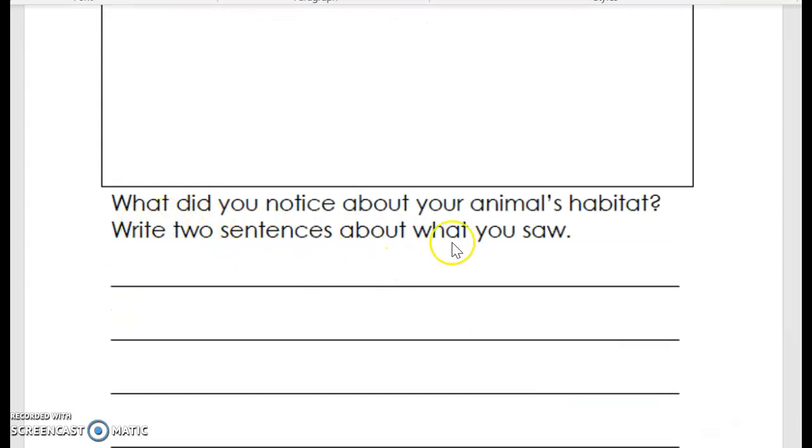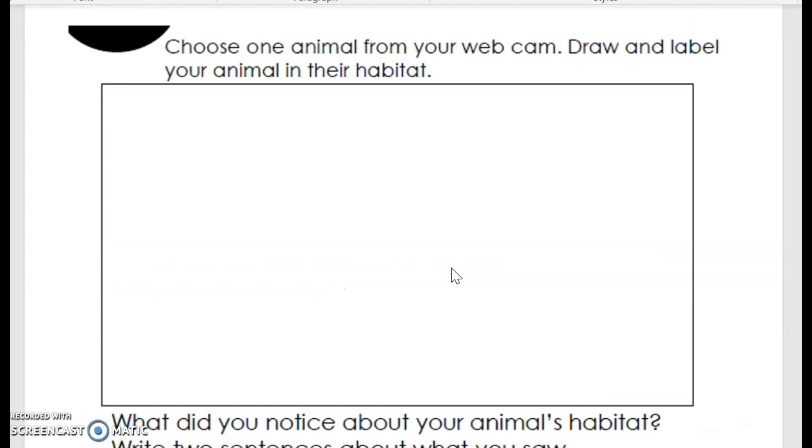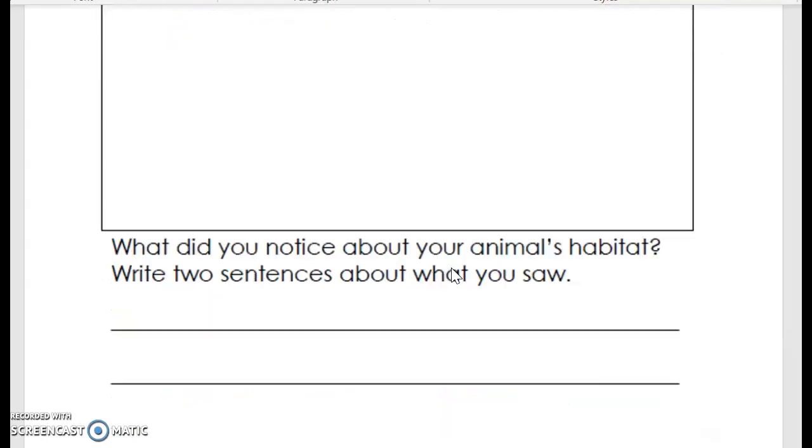Then it says, what did you notice about your animal's habitat? Write 2 sentences about what you saw. So write two sentences about what you noticed about the animal's habitat, where it lived. Maybe it was a different feature you saw in there. Maybe it was different food. Maybe you saw a different kind of animal in the animal's habitat, but write down 2 things you saw. This your parents can print out for you, or you can just do this in your notebook.